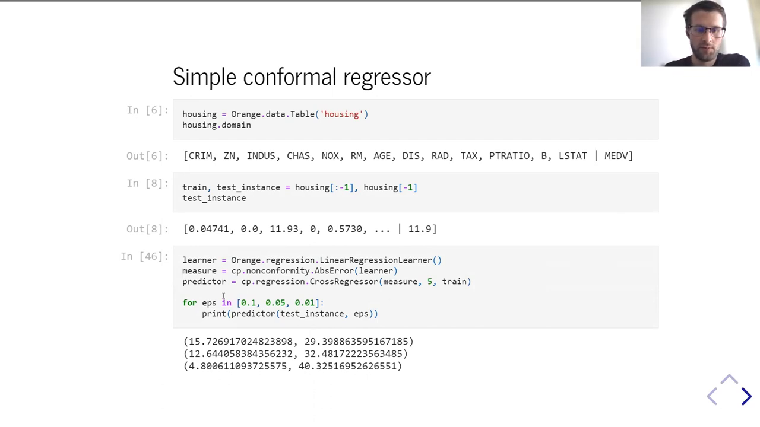Okay, and if you look at the predictions at different epsilon levels, we get different intervals. The smaller the epsilon, the larger the interval. So nothing unexpected. So this was a simple demonstration of the library, of what we can do with it.